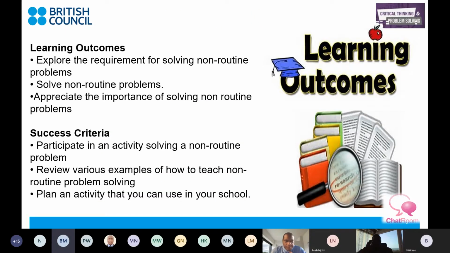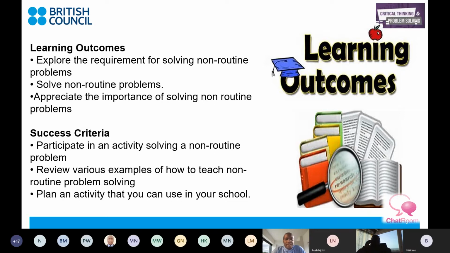In today's session, our learning outcomes are to explore the requirements for solving non-routine questions. That is the first thing that we'll be looking at. We'll also have an opportunity to solve non-routine problems, and it will also be demonstrated in a class whereby we'll attend a lesson and see how it is. And then after an hour break, we'll also have you demonstrating how to do it. It will also give us an opportunity to appreciate the importance of solving non-routine questions.